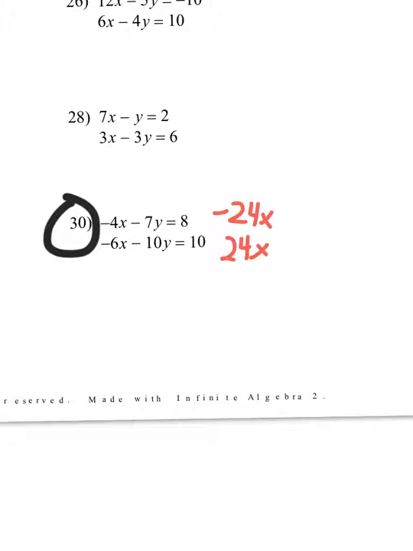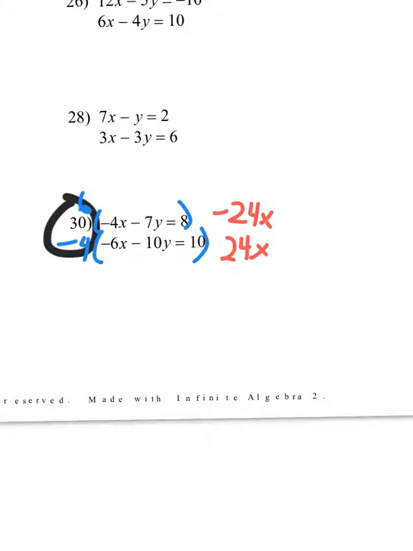So what would I multiply this first equation by? I had a negative 4 in front of the x. To get negative 24, I'd multiply it by 6. So I'm going to get negative 24. In the second equation, I have negative 6x, and I want to get positive 24x. I'd have to multiply by negative 4. So let's go ahead and do that right now.